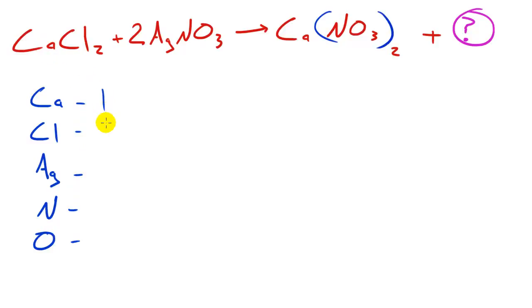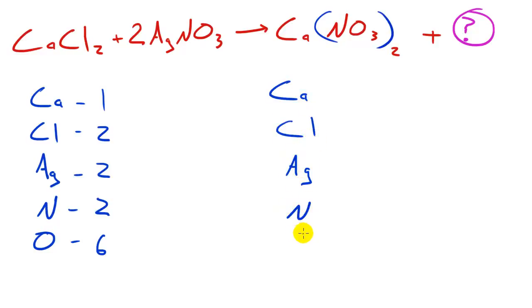Okay, I see 1 calcium, I see 2 chlorine atoms. For silver I have 2, for nitrogen I have 2, and for oxygen I have 6. That's because in this there are 3, and again we have 2 of them, so that's how I get 6. So now let's figure it out for this side. Calcium, chlorine, silver, nitrogen, and oxygen. Remember, those are the chemicals that we have. The chemicals aren't going to change. They only change in a nuclear reaction.